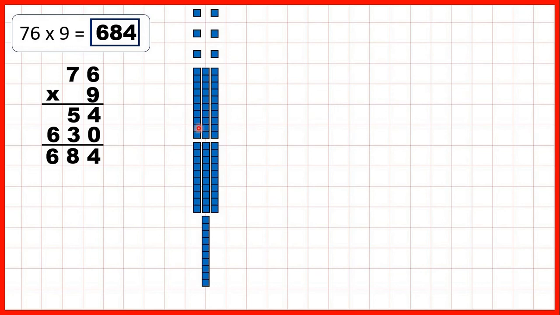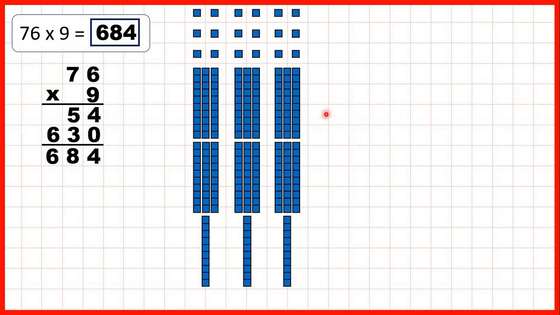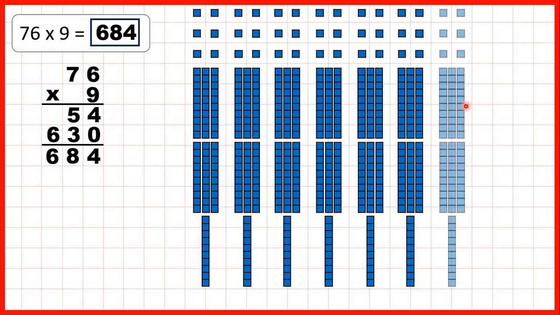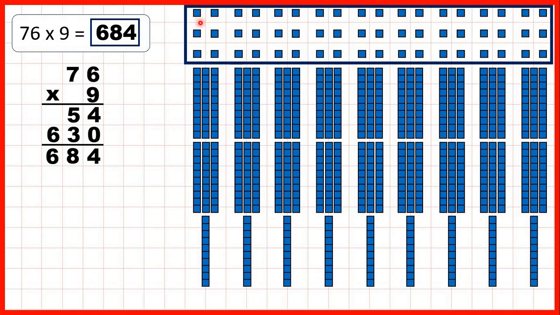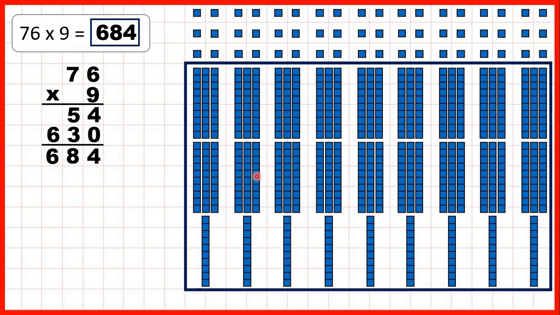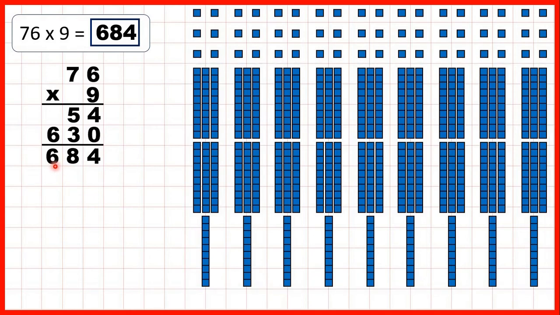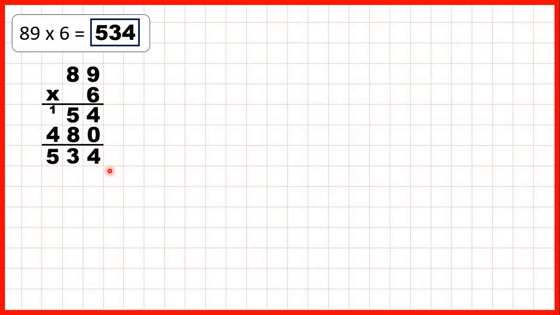Then we had 76 times 9. So we can show 76 as 7 tens and 6 ones. And we're multiplying by 9, so let's show that 9 times. Now you can see that we have 54 ones blocks and we have 63 tens blocks, and 63 tens is the same as 630. So altogether we have 684.